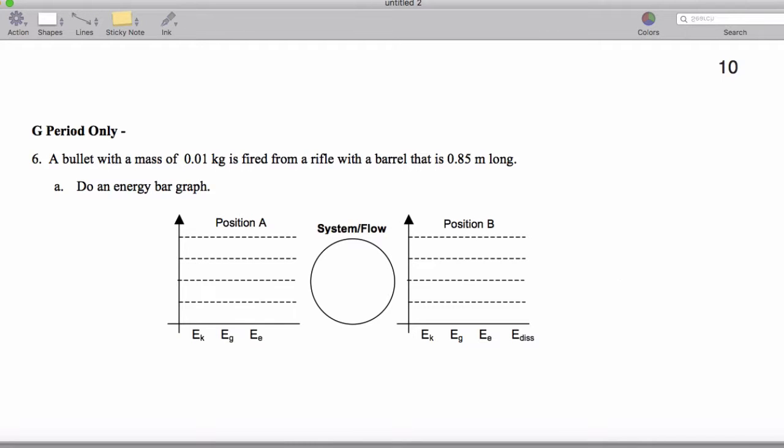All right, so we have a bullet fired from a rifle, and the rifle barrel length is 0.85 meters long. Let's do an energy bar graph here to actually figure out what's going on. I call this elastic energy, and I don't really like calling it that. I'm going to call it E chemical from now on because that makes more sense to me. Because we're really igniting a chemical fire inside the rifle, and then all that chemical energy becomes kinetic.